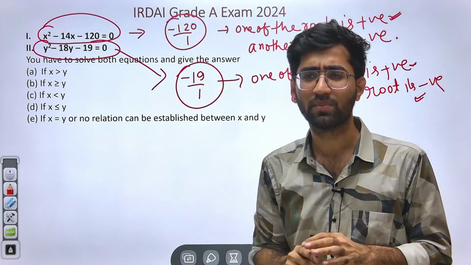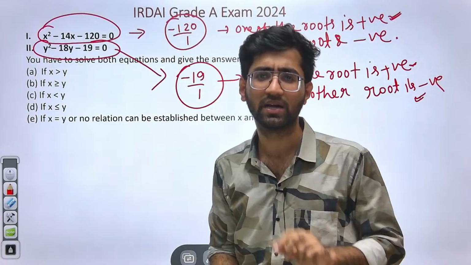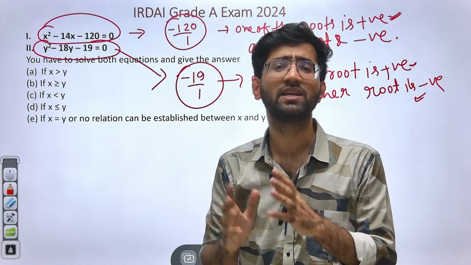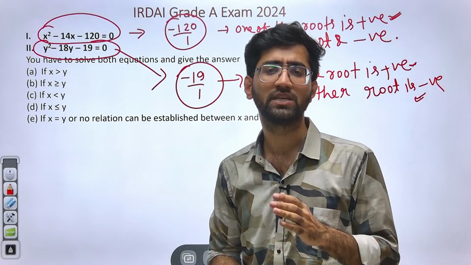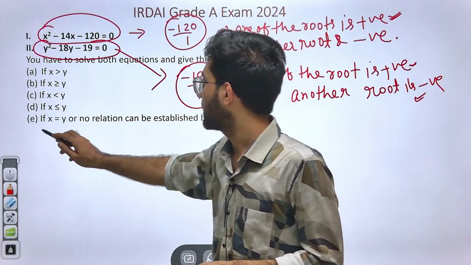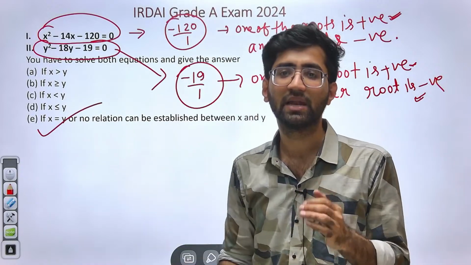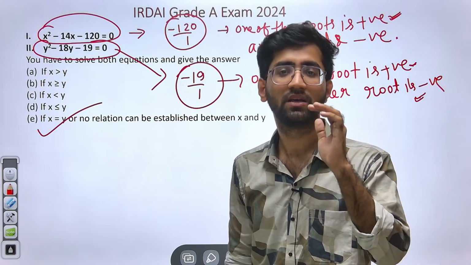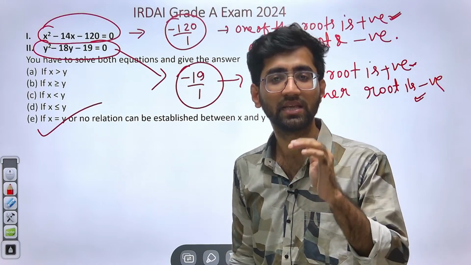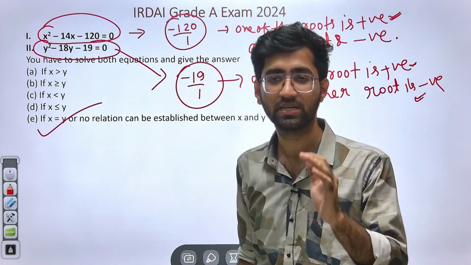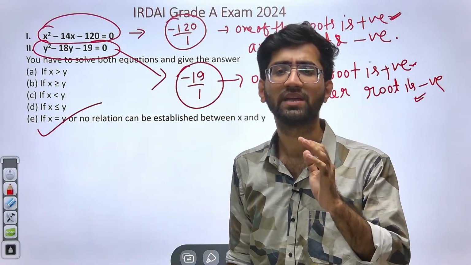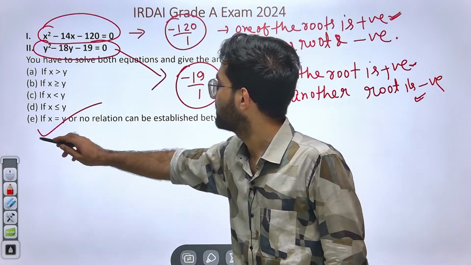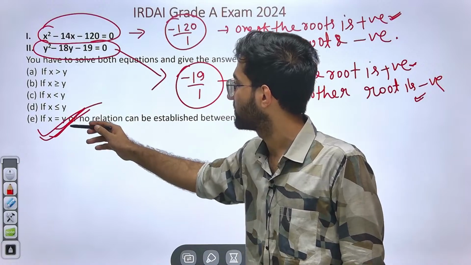You should only remember one thing: if you get two quadratic equations and you find that the product of the roots is negative in both cases, you can immediately mark no relation can be established between x and y. It means you can't establish the relationship between x and y. So what will be the correct answer? The correct answer will be option E.